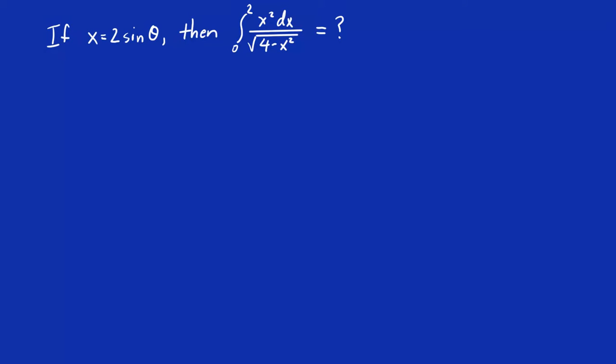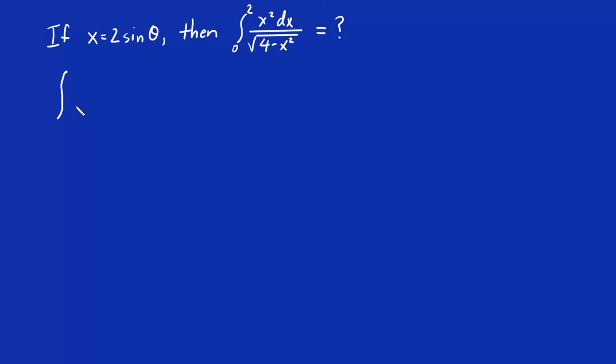Welcome back. For this problem, we have: if x is equal to 2 sine theta, then the integral from 0 to 2 of x squared over the square root of 4 minus x squared dx is equal to what? So the first thing that we want to do is take this x equals 2 sine theta and substitute it in and see what happens. So let's go ahead and do that.